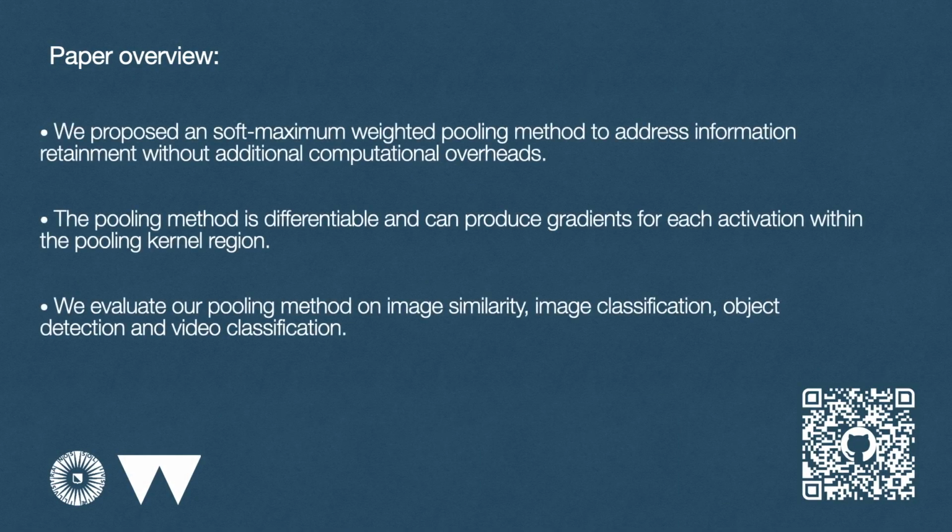To overview, we have proposed a soft maximum weighted pooling method to address information retainment without additional computational overheads. The pooling method is differentiable and can therefore produce gradients for each activation within the pooling kernel region, thus allowing the calculation of gradients for each activation within the region. And we evaluate our pooling method on image similarity, image classification, object detection, and video classification. Our code is available on GitHub.